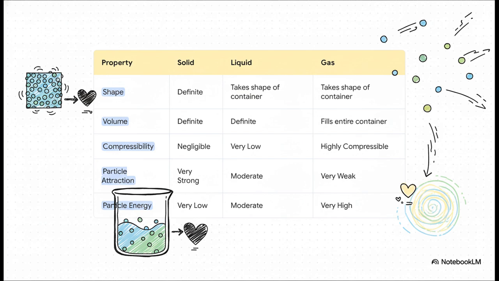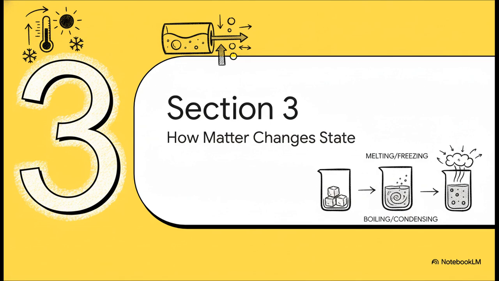On the other hand, we have gases. Here, the particle energy is super high, and the attraction is very weak, so the particles just zoom all over the place, filling whatever container they're in. And liquids, of course, are somewhere in the middle. So we understand solids, liquids, and gases now.